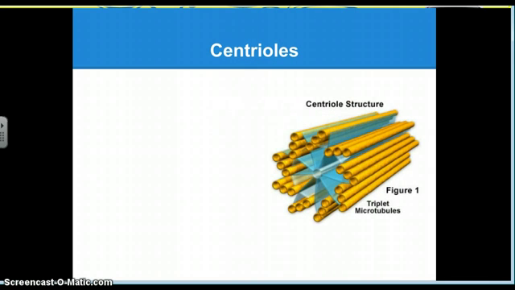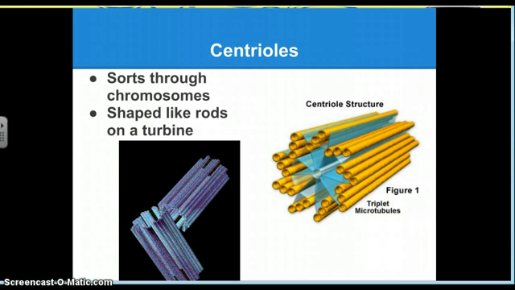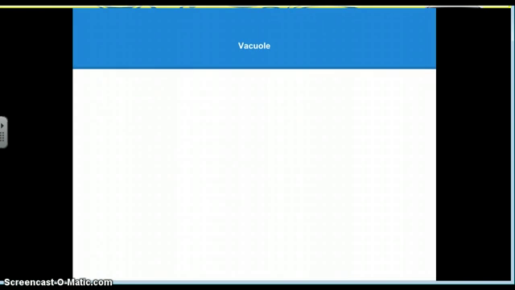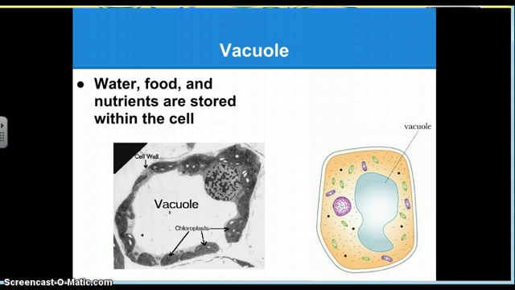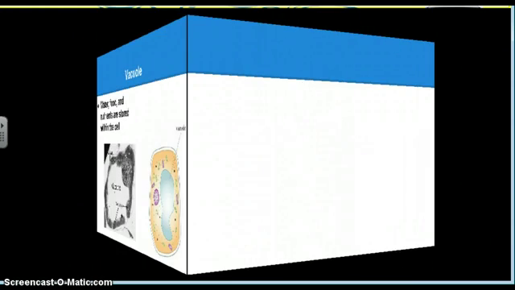And now we have the centrioles. The centrioles sort through chromosomes, and they're shaped like rods on a turbine. So in the right picture you can see the rods distributed equally on the blades of a turbine. Or that's how I imagine it. Now we have the vacuoles. The vacuoles hold the water, food, and nutrients within the cell. And they kind of just float everywhere around the cytoplasm.